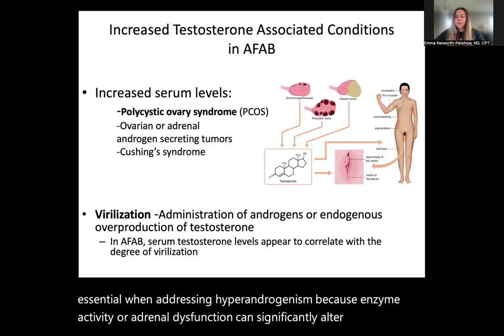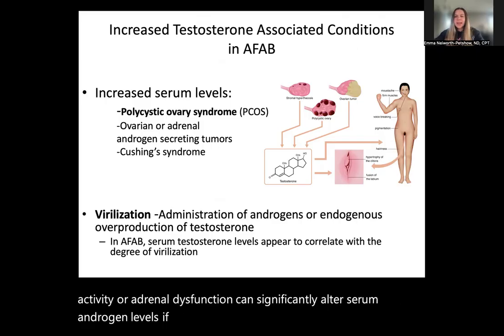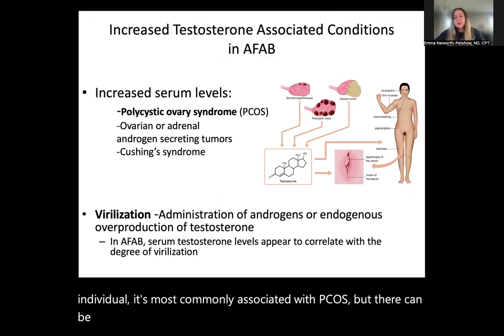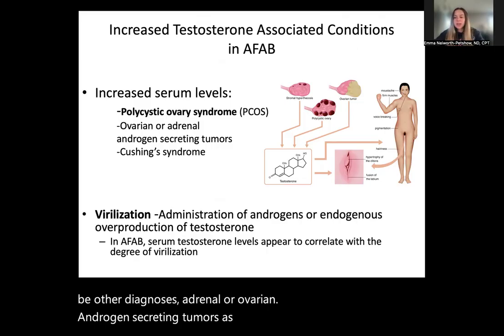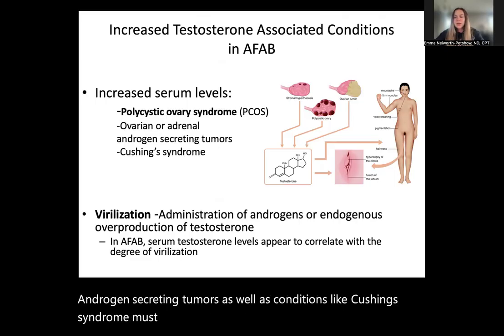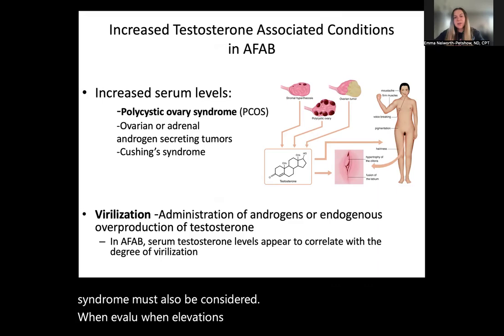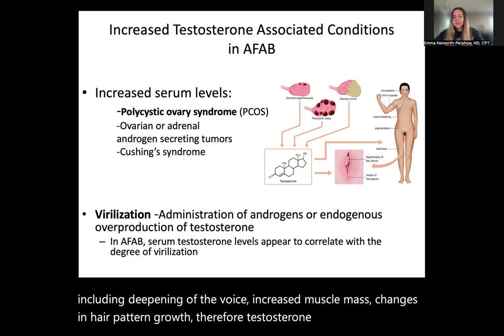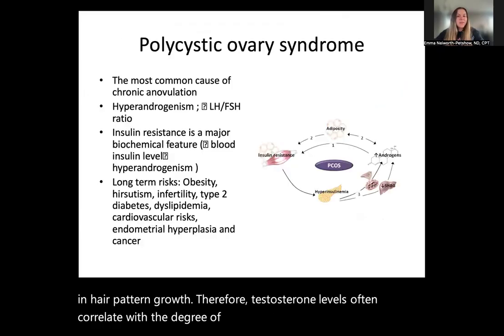If there's elevated testosterone in an AFAB individual, it's most commonly associated with PCOS, but there can be other diagnoses. Adrenal or ovarian androgen secreting tumors, as well as conditions like Cushing's syndrome, must also be considered. When elevations are significant, virilization can occur, including deepening of the voice, increased muscle mass, changes in hair pattern growth. Therefore, testosterone levels often correlate with the degree of virilization, which can help guide urgency of evaluation.